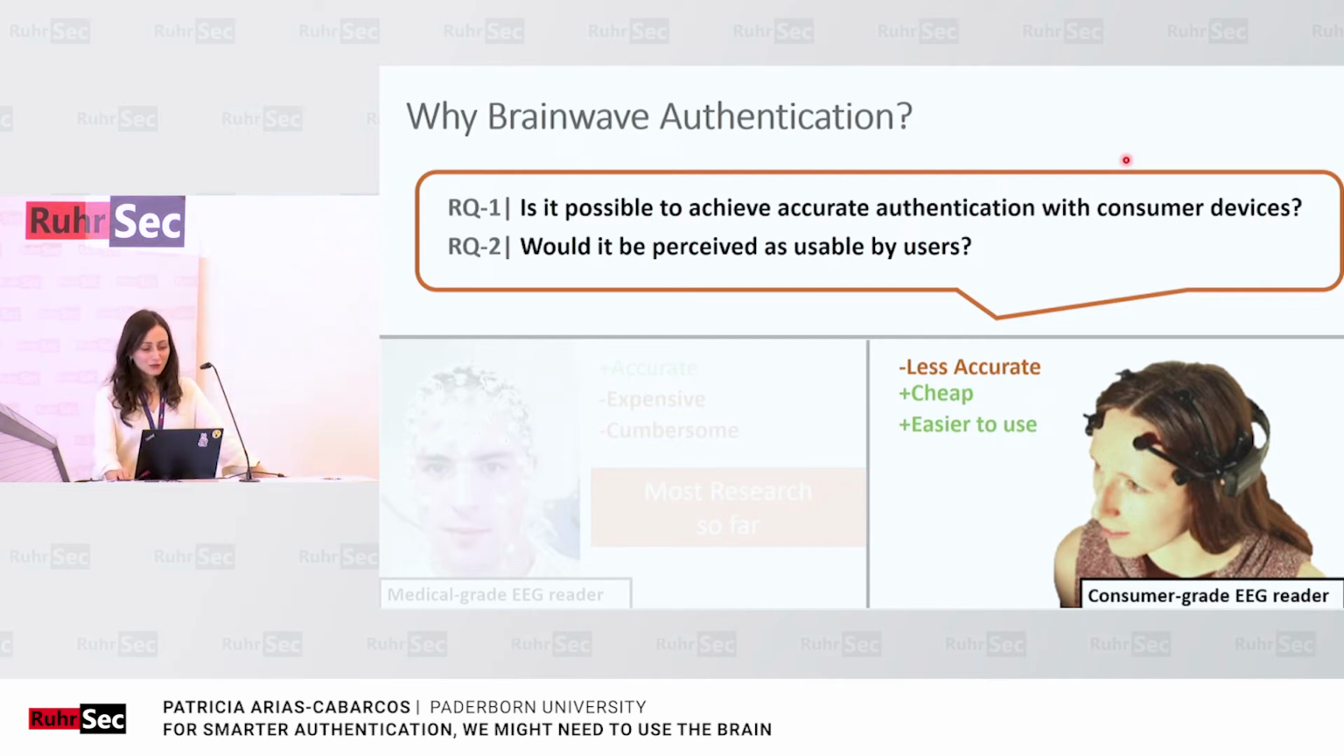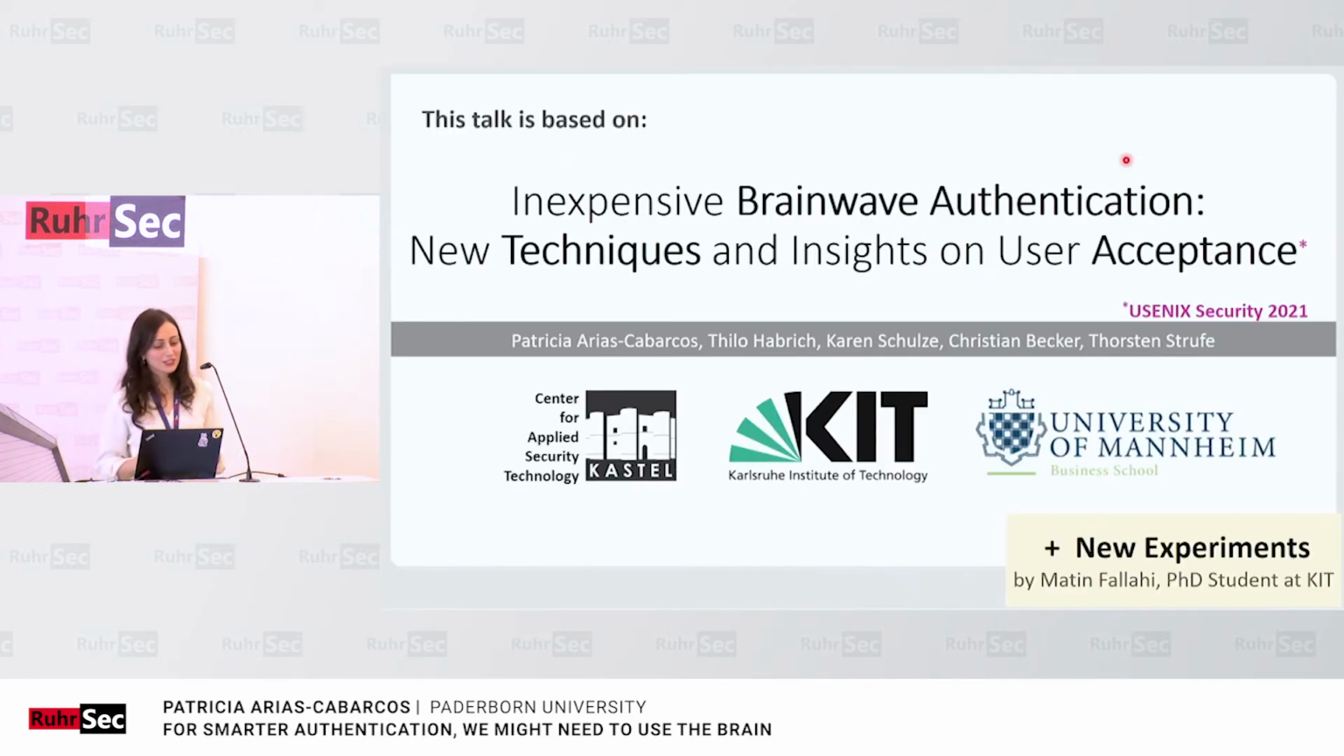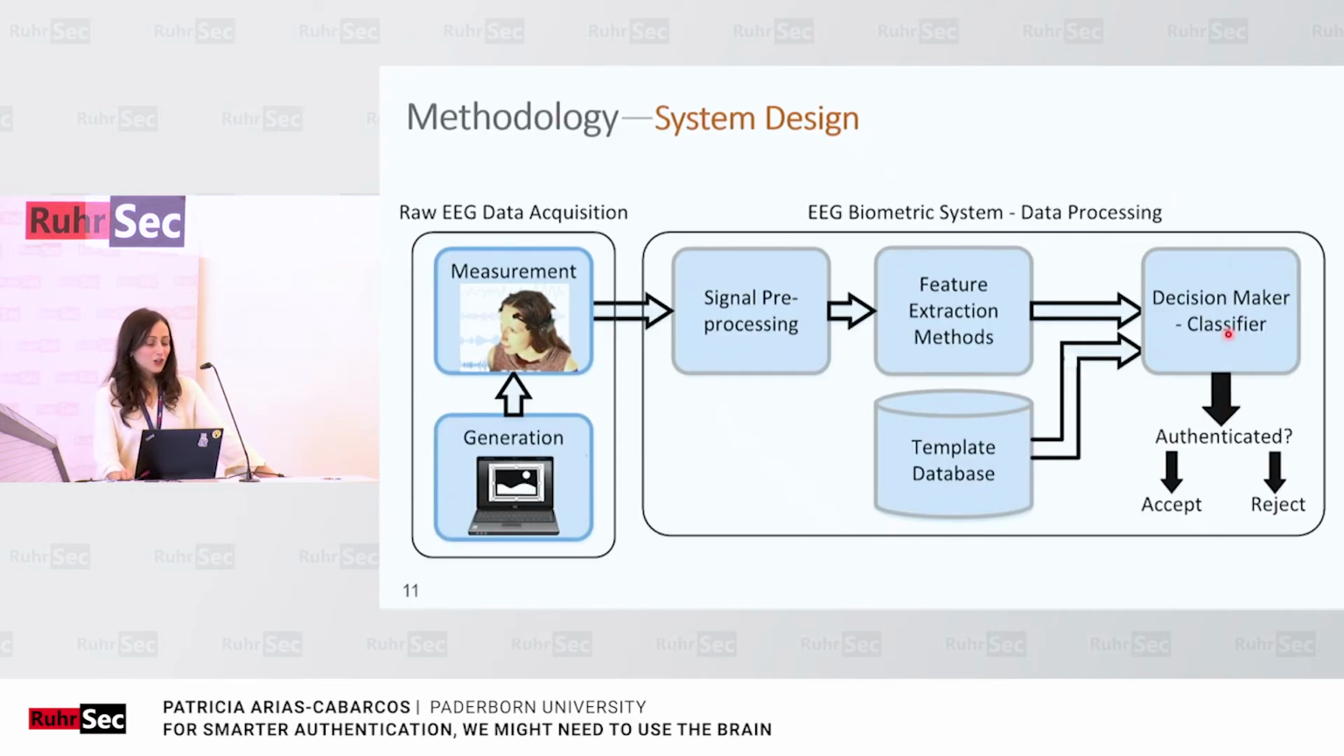And with these two research questions, we started conducting our research, and this is published in USENIX Security 2021. It's joint work with my colleagues Thilo Habrich, Karen Schulze, Christian Becker, Thorsten Struve from KIT Castell and University of Mannheim, and what I'm going to present here also includes additional experiments by one of the PhD students that I'm supervising. So let me tell you about the methodology, how we tried to answer these research questions.